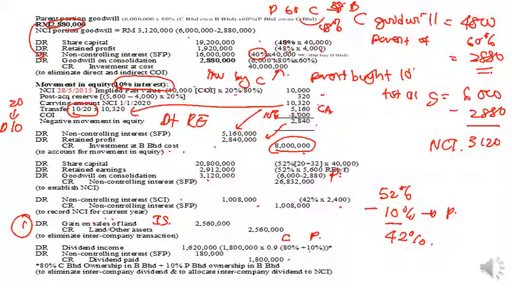So this one is investment by C, 40 million here. Okay, now we're going to look at the movements in the equity. So the movement in equity here, once parent bought another 10%. Okay, when parent bought another 10%.